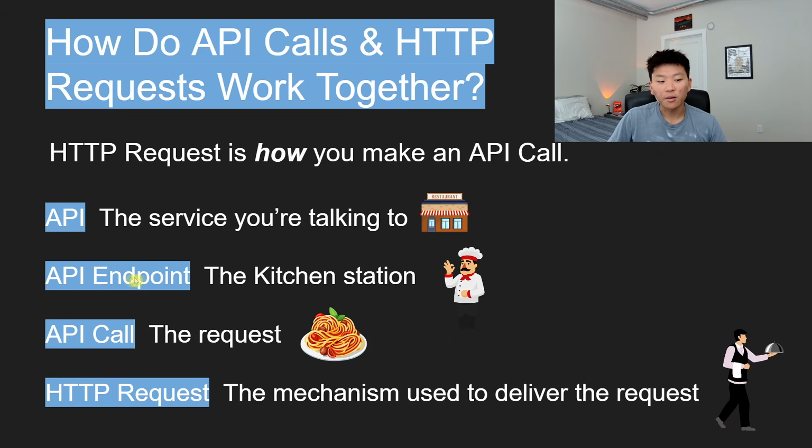Then we have the API endpoint. The API endpoint is like this specific kitchen station that you're talking to. So it's going to handle a particular dish. There are different stations for each task, cooking pasta, making pizza. So the endpoint is like going to the correct station in order to get the specific dish that you ordered.